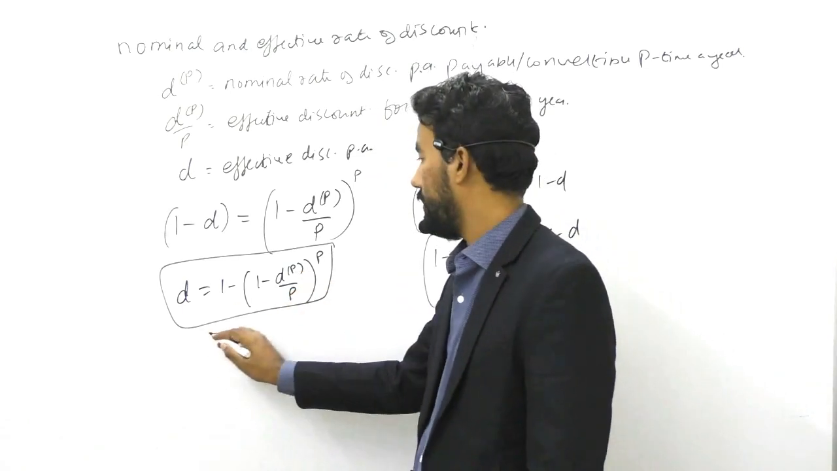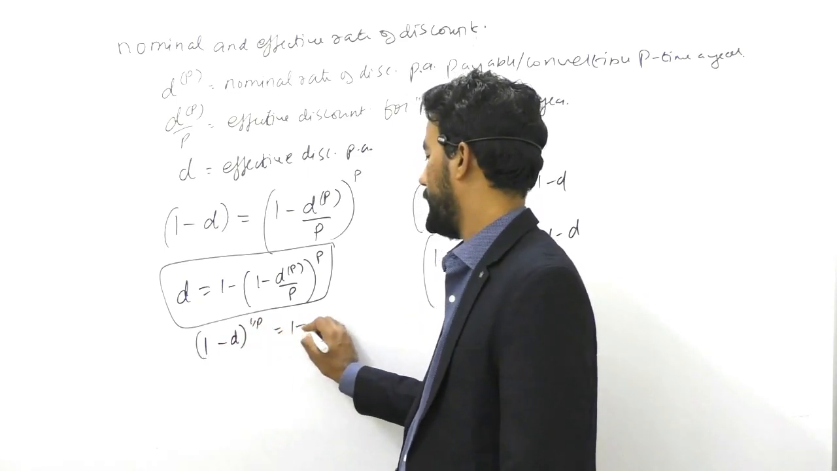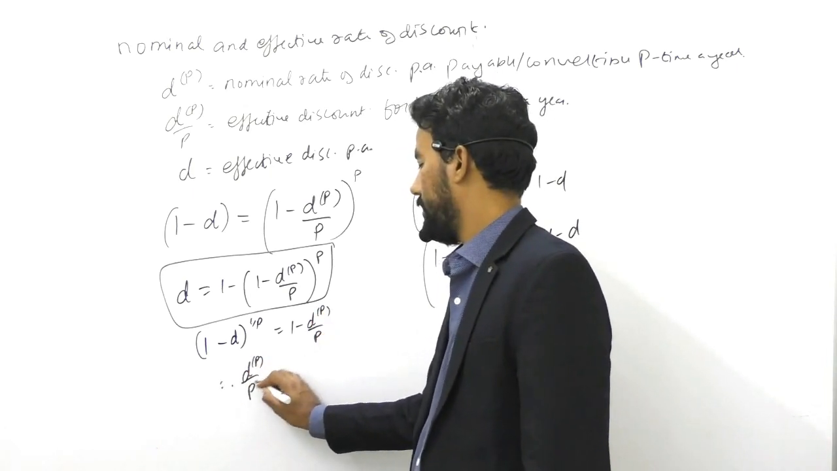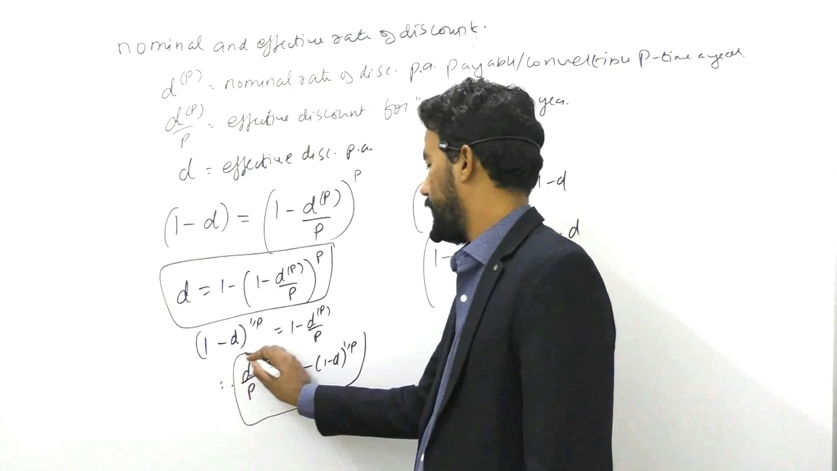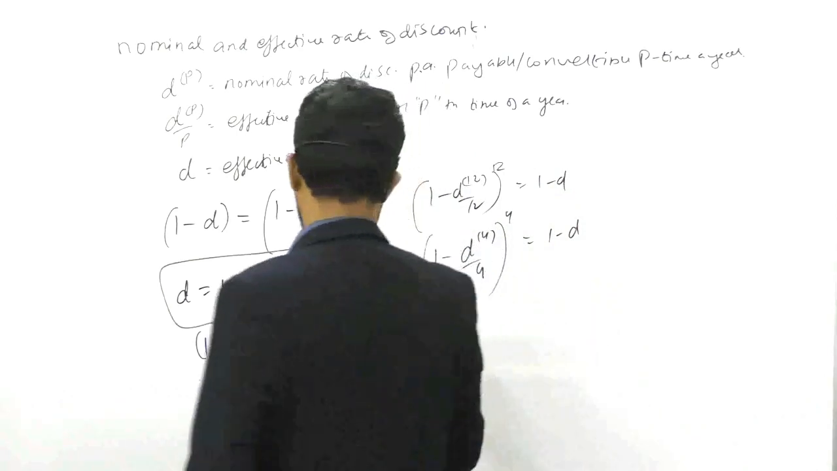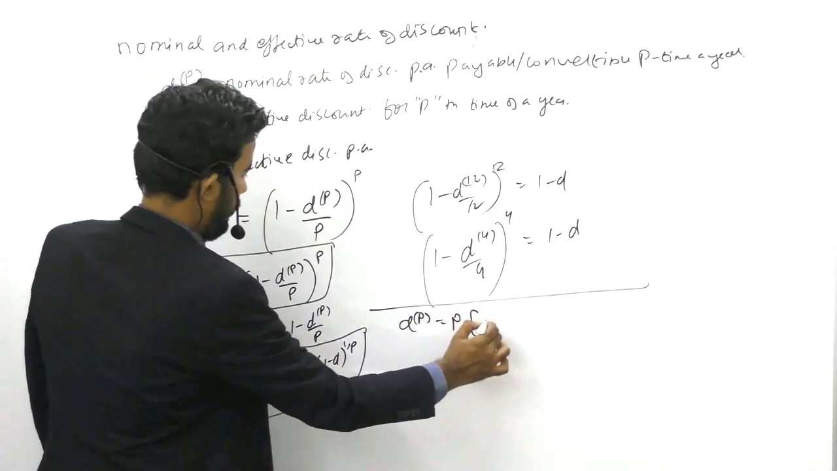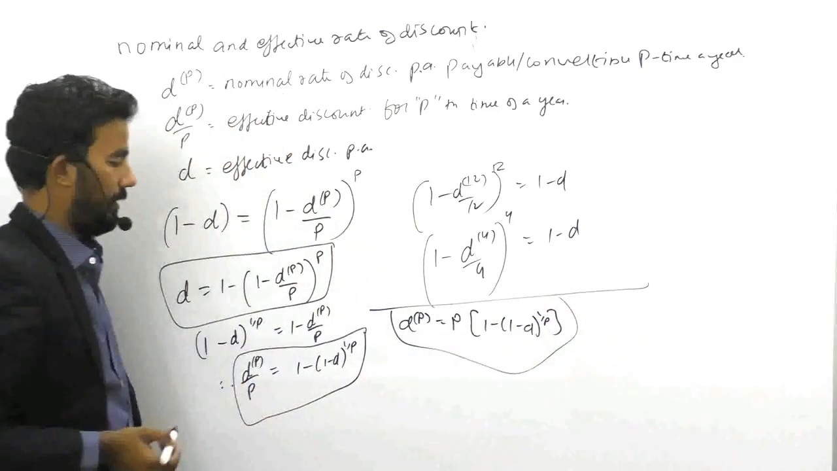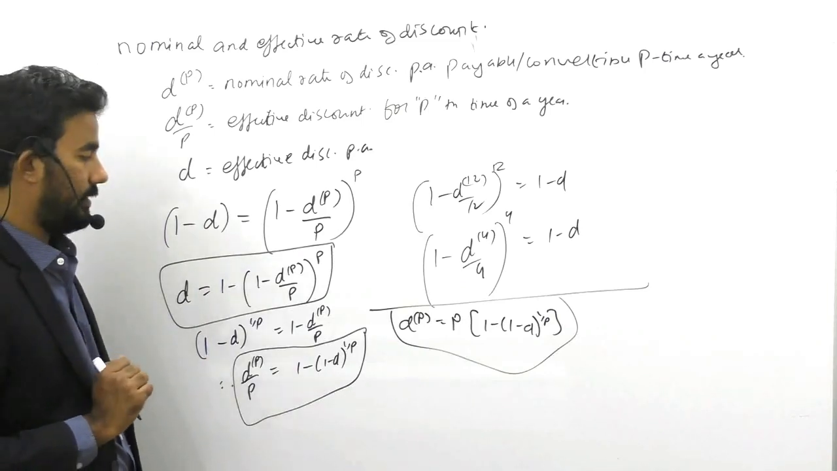The other formula is (1 - d)^(1/p) = 1 - dp/p. Therefore, dp/p = 1 - (1 - d)^(1/p). This is to find dp when the effective rates are given, and therefore you can find dp = p × (1 - (1 - d)^(1/p)). This is to find the nominal rate when the effective rate is given. I just multiplied by p over here and I got my answer for dp. That is how it works.